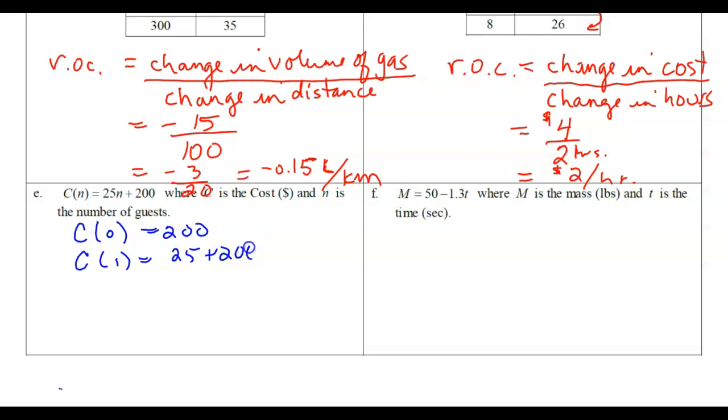So the rate of change is going to be 25 over 1, which is $25 per person, per guest. Okay. Is that right? Okay.